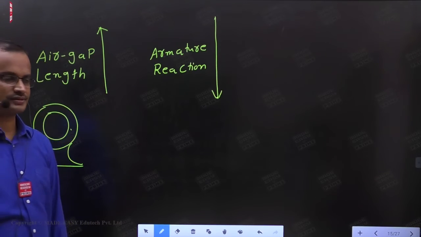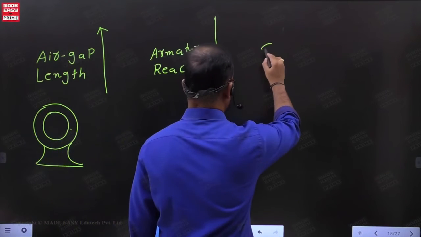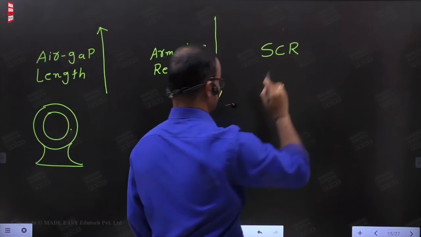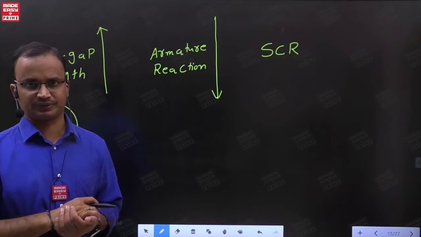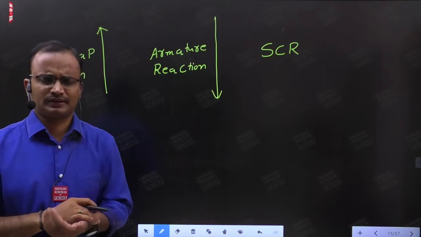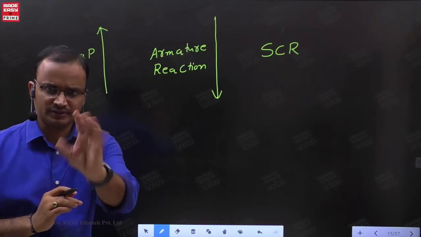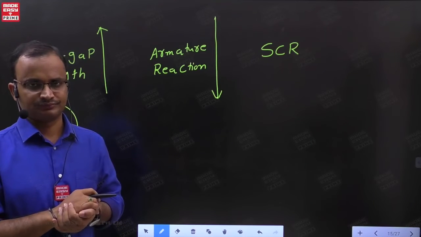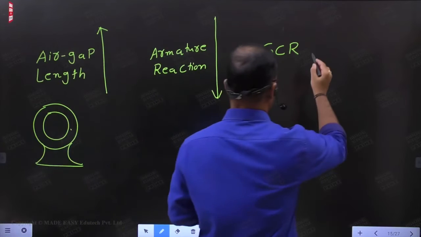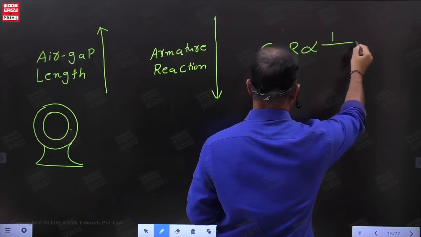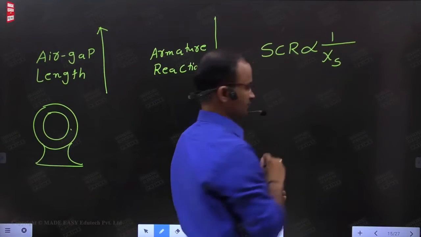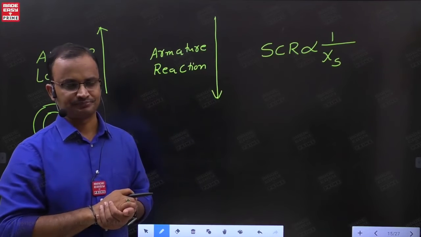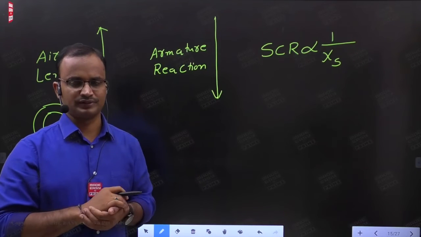Just now we concluded short circuit ratio equals 1 by ZS per unit. In practical systems, in many cases, the armature resistance is neglected. क्यों बोलो तो, that resistance is very small. Then indirectly you can conclude SCR is directly proportional to 1 by XS per unit. That RA is approximately 0.